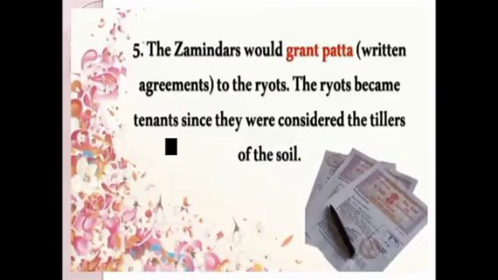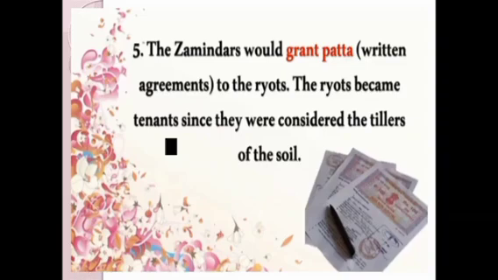The fifth feature is the zamindars would grant patta, which means written agreements to the ryots. Ryots means farmers. So, the farmers, the ryots, became tenants. Tenants means they will rent the land, so they have to pay the rent to the zamindars. Since they were considered the tillers of the soil, which means they will break the soil, in other words, they will cultivate the soil.